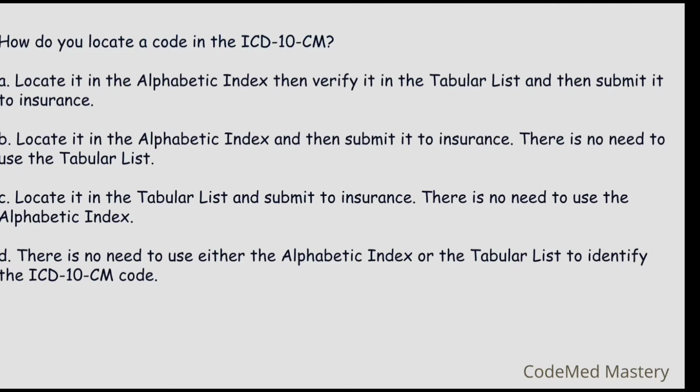Next question. How do you locate a code in the ICD-10-CM? The right answer is option A. First you have to locate it in the alphabetic index, then verify in the tabular list and submit it to the insurance. All the other options are wrong. Option B says locate it in the alphabetic index, then submit to the insurance. That is wrong because we have to always verify in the tabular list. Option C is also wrong because they have mentioned locate in the tabular list and submit to the insurance. But that is not the right method to code. Always we have to locate in the alphabetic index and then verify in the tabular list. So option A is the right answer.